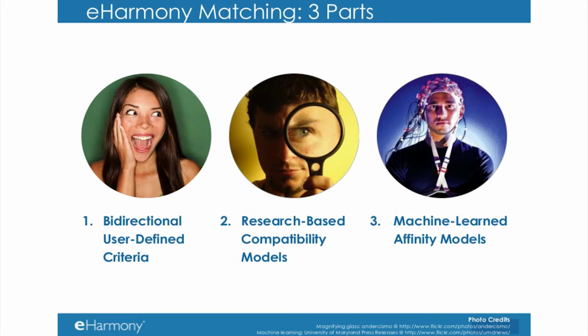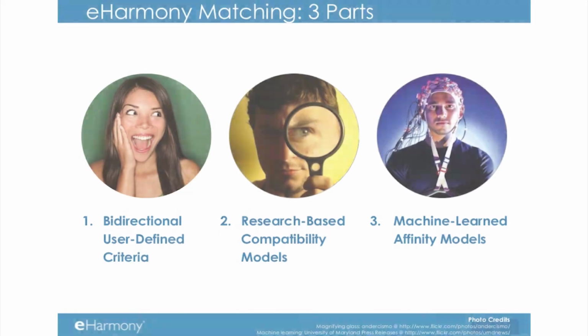Second step is compatibility models based on psychological research conducted over many years by people who actually have PhDs in psychology and work for major universities. And that's what you see on the TV commercials when it says 29 dimensions of compatibility or what have you. The third part is the machine-learned affinity models. We're very active in the machine learning meetup. If any of you have been to those, a lot of those are held at our campus. And that's really complementary to the compatibility models.